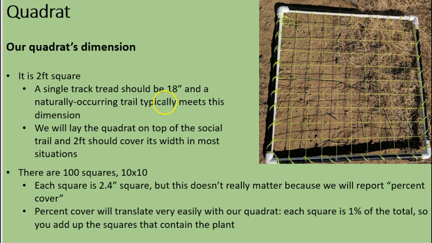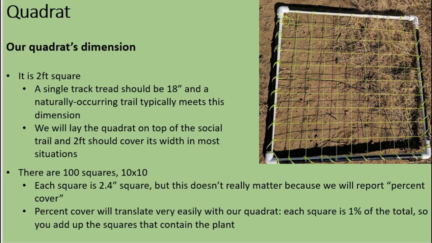So let's look at our quadrat. This is our quadrat. It's a very simple design, made with PVC pipe and some twine and some duct tape. The quadrat's dimension is a 2-foot square. The reasoning behind this is that the standard footpath is about 18 inches wide. This would be a naturally occurring trail, and we will lay the quadrat on top of any social trail, and 2 feet should cover its width in most situations.